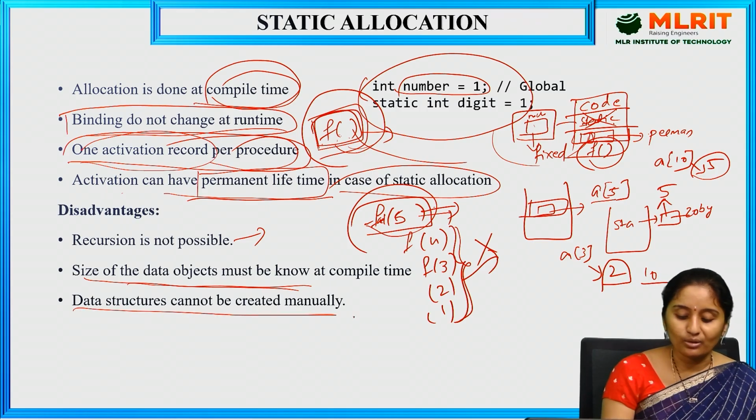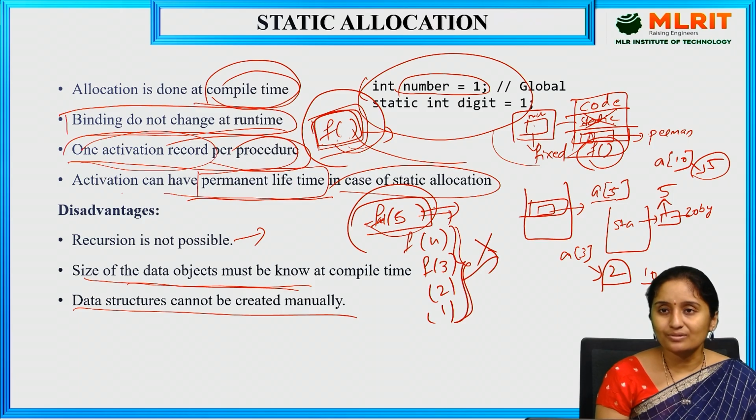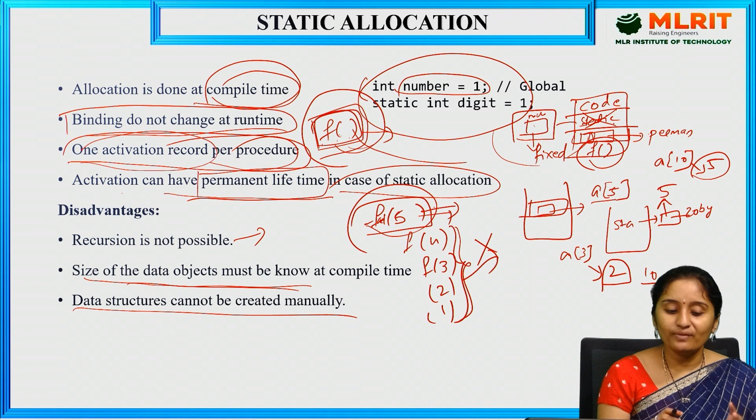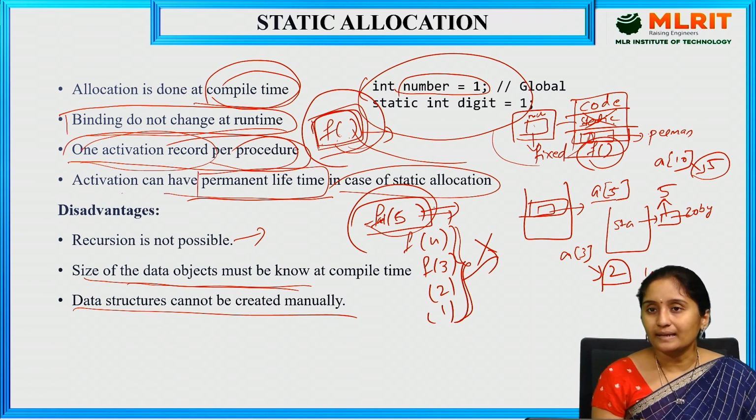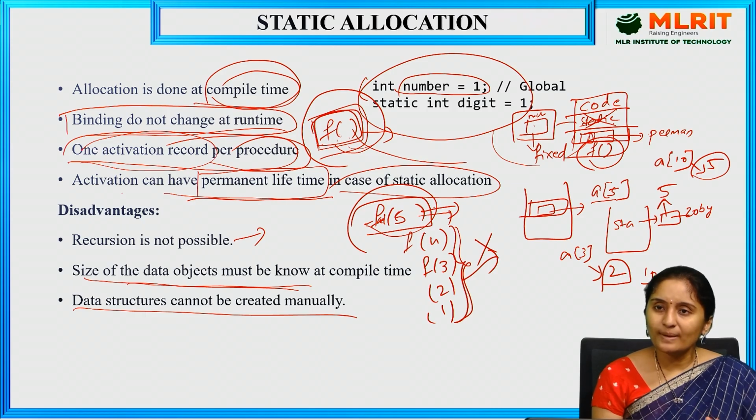Data structures cannot be created manually here. Why? Because dynamic memory allocation is not done in static allocation. Static allocation is fixed at compile time. When the program is compiled, the memory is allocated, and only that memory will be available. Once the program execution completes, the memory will be freed.